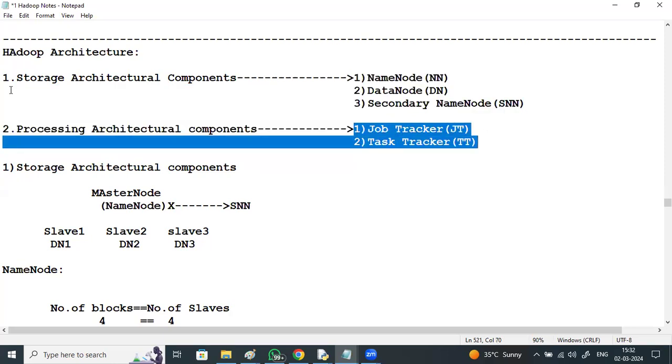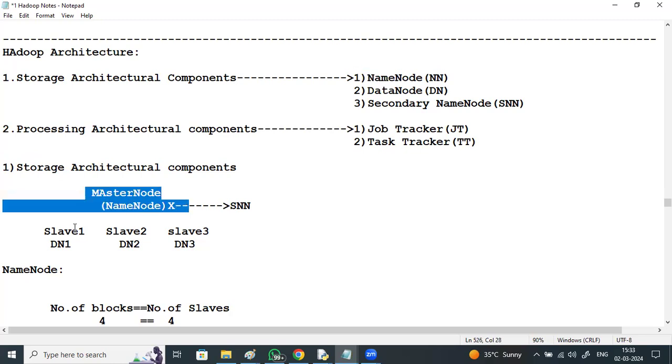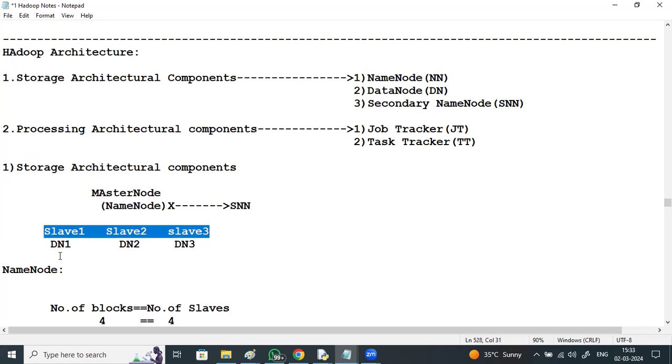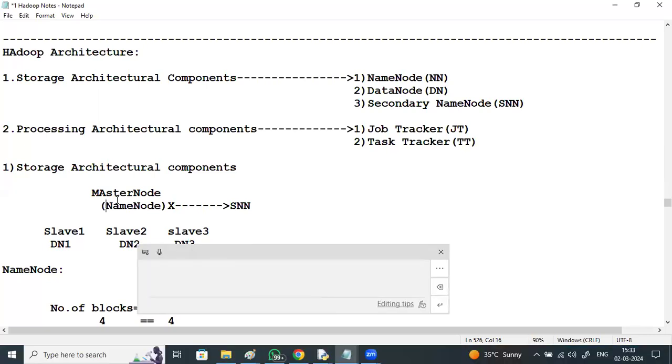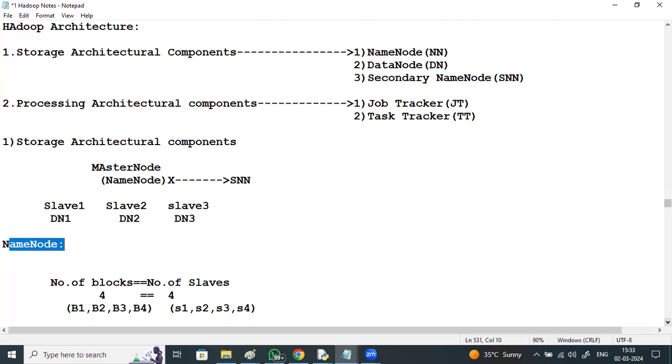Observe these storage architectural components. First one, the name node. If we talk about the master node, these are the slave nodes. Slave 1 means data node 1, slave 2 is data node 2, slave 3 is data node 3. If you talk about the name node, the number of blocks equals the number of slaves.